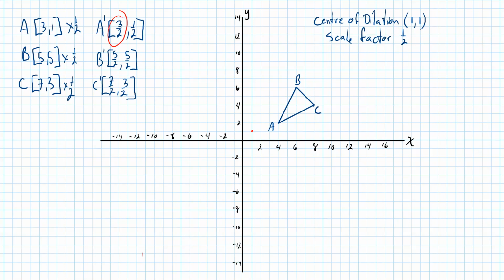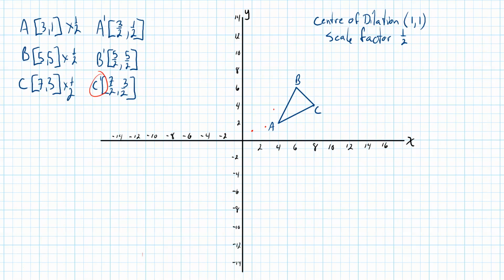So starting with this first vector, we're going to go over 3 over 2, which is over 1.5. So we're starting at our center of dilation, and we're going over 1, over another 1/2, and then up 1/2. So it's going to take us to right there. B prime says we're going over 5 over 2. So we're going to the right 5 over 2, which is 2.5. So we're starting here, we're going over 2.5 and up 2.5, which takes us to there.